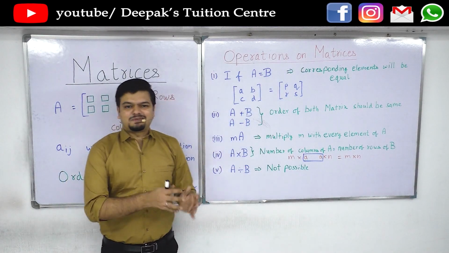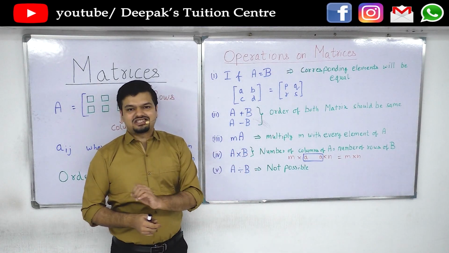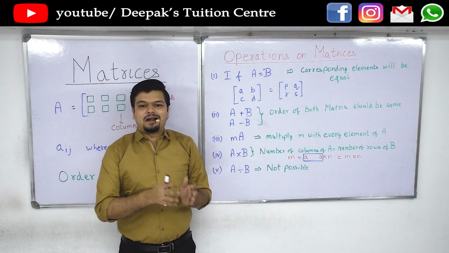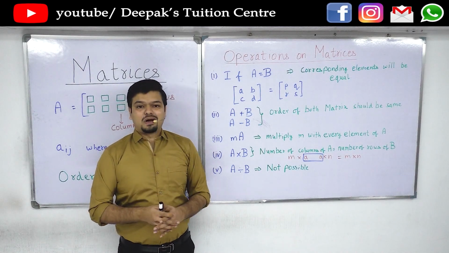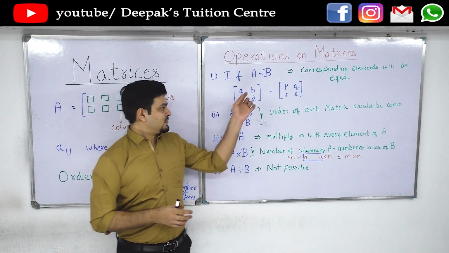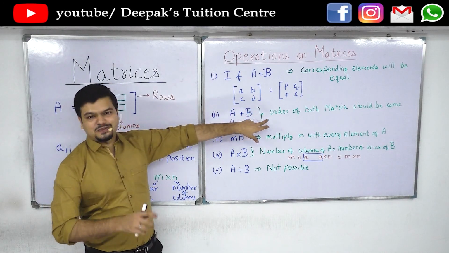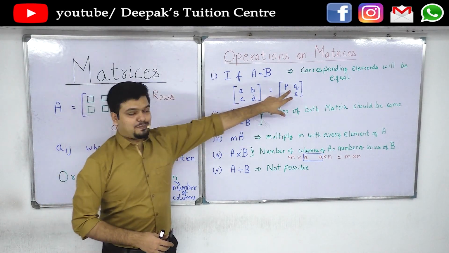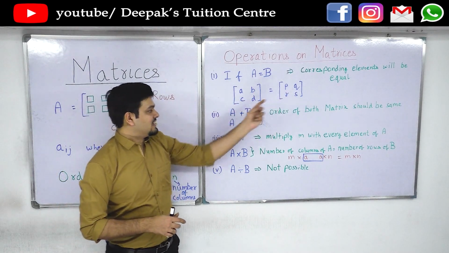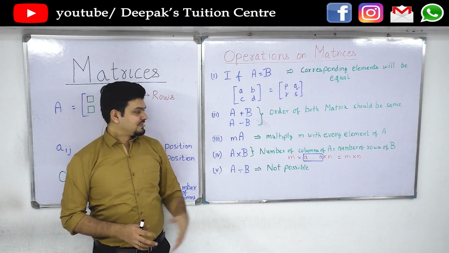Next is, can matrices be added with each other? Yes. Can they be subtracted? Yes. But there are certain conditions required. Order of both the matrices should be the same for them to be added or subtracted. If the order is not the same, then you will not be able to add the corresponding elements. How do you add a matrix? You simply add the corresponding elements. For example, the first row and first column of A plus B, a new matrix, will be A plus P. Second row, second column will be B plus Q. Similarly, C plus R and D plus S will represent the other elements.